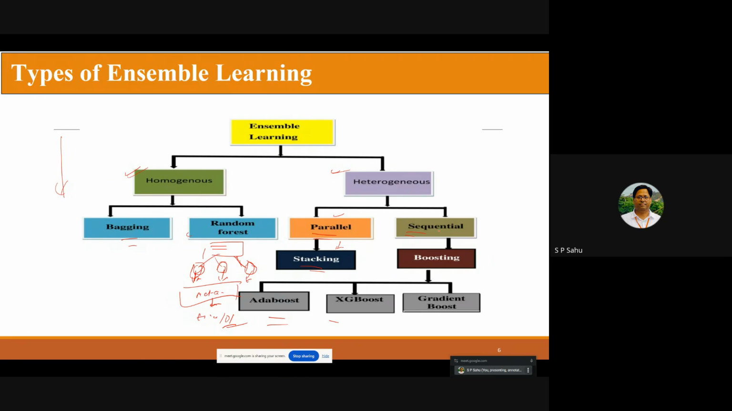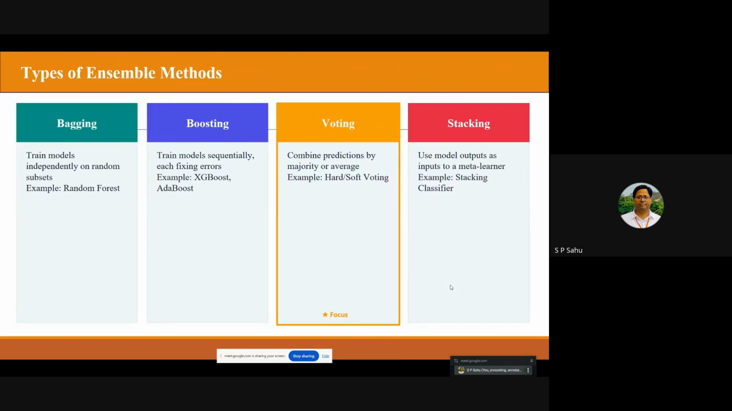And second is sequential. The sequential method is a simple method, and it is boosting. And the boosting may again be AdaBoost, XGBoost, extra gradient boost, and gradient boost. So this is all about the hierarchy or tree of ensemble learning based on the type of data, heterogeneous or homogeneous. Here again, we are just classifying all these ensemble models.